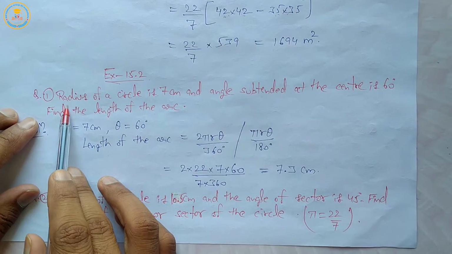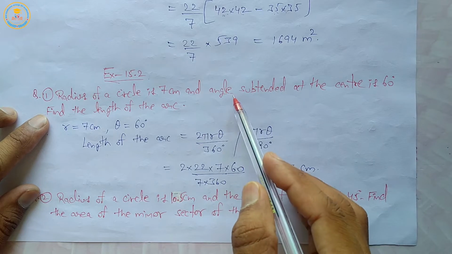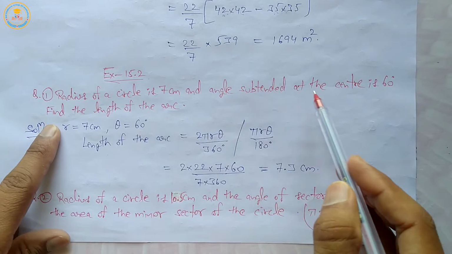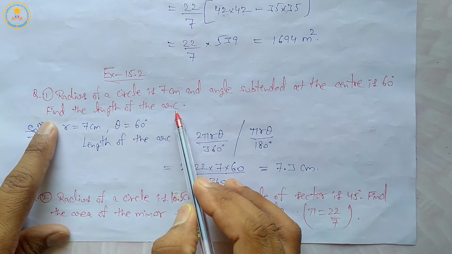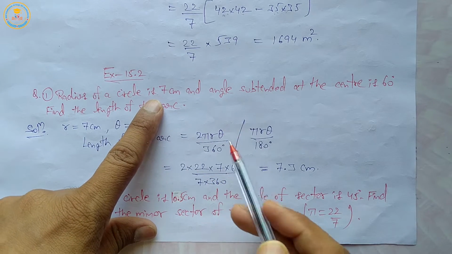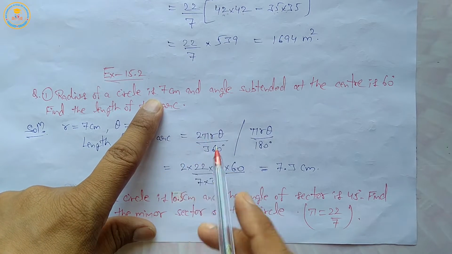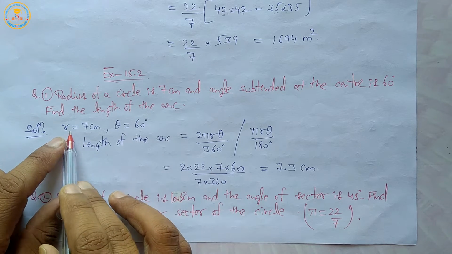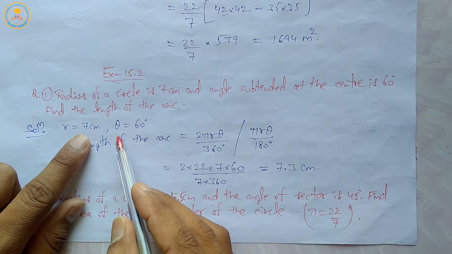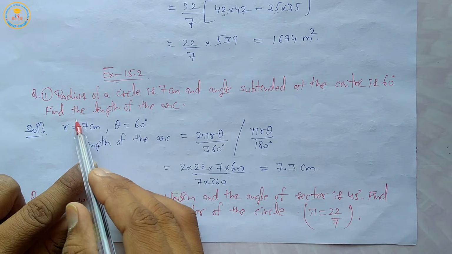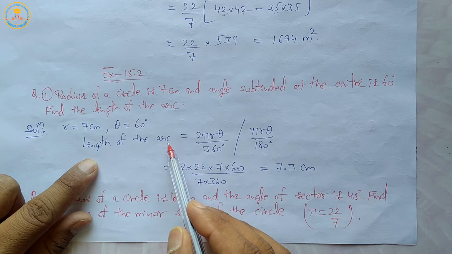Exercise 15.2, question first. The radius of a circle is 7 centimeter and the angle subtended at the center is 60 degree. Find the length of the arc. In this question, first we write the given part. Given: radius equals 7 centimeter, r is given, and theta is given 60 degree. Find the length of the arc.